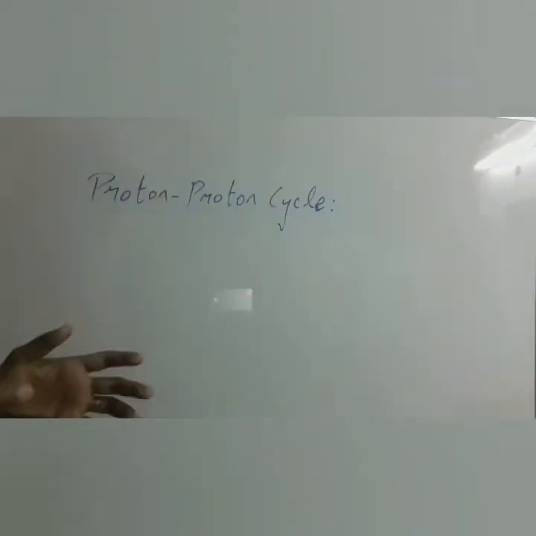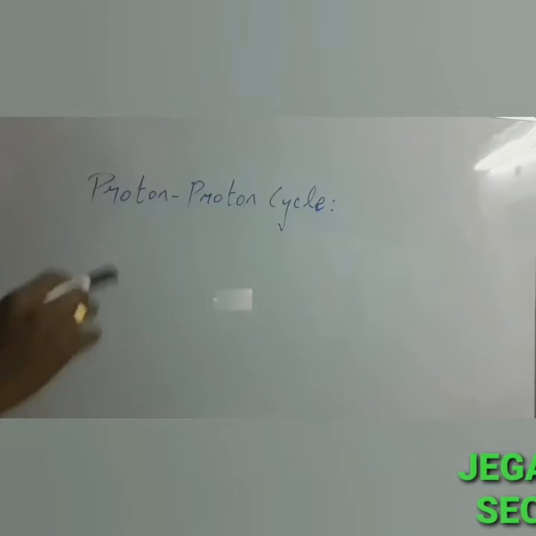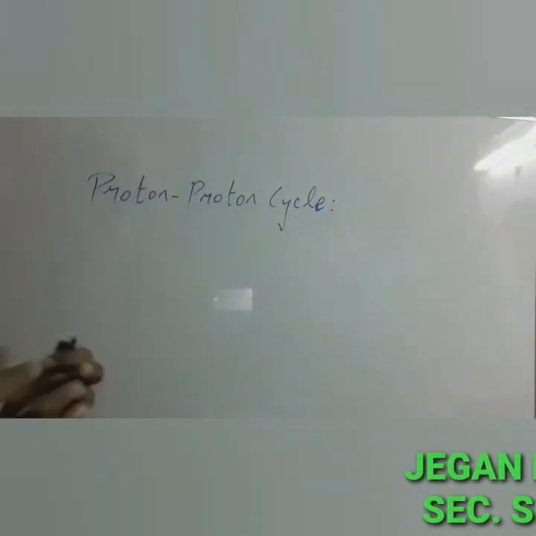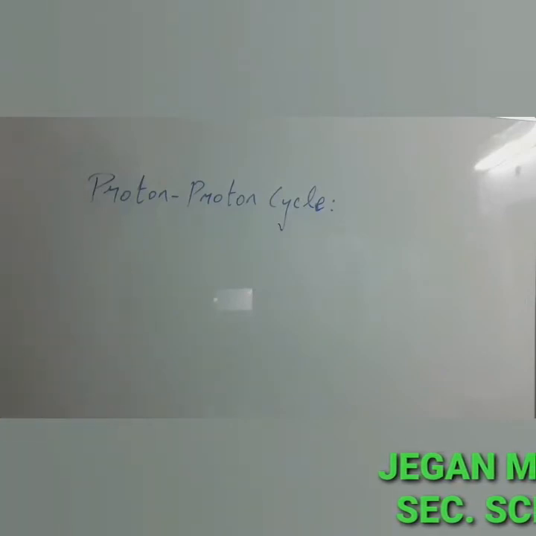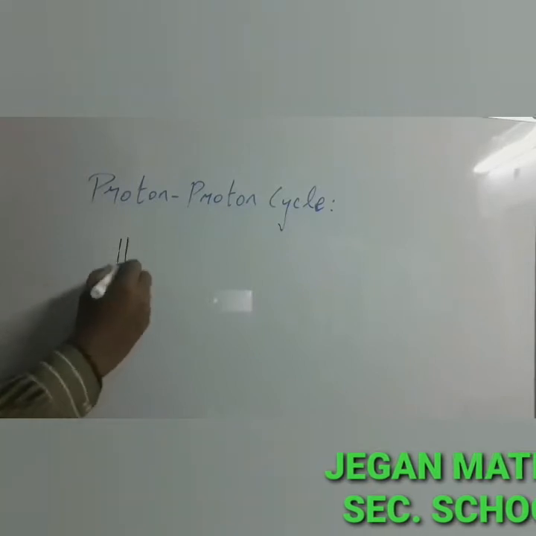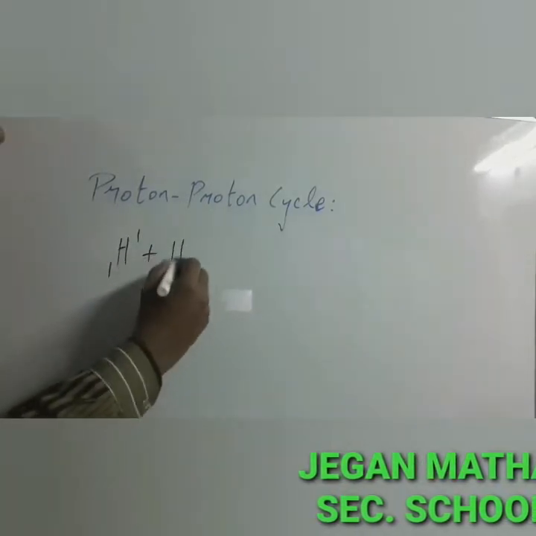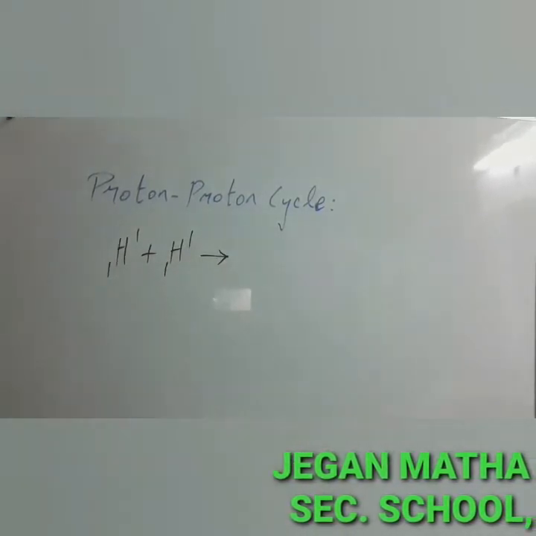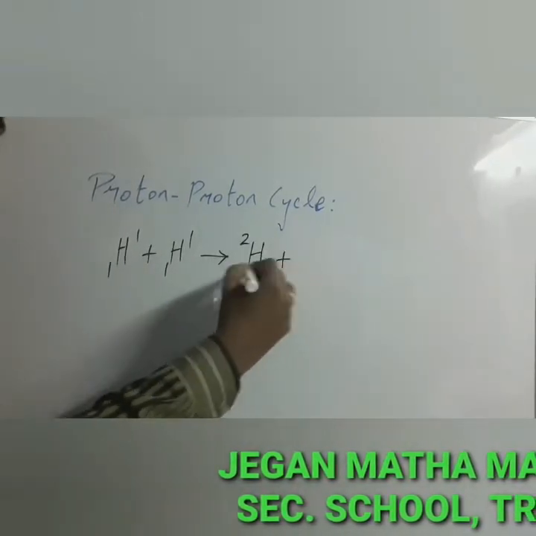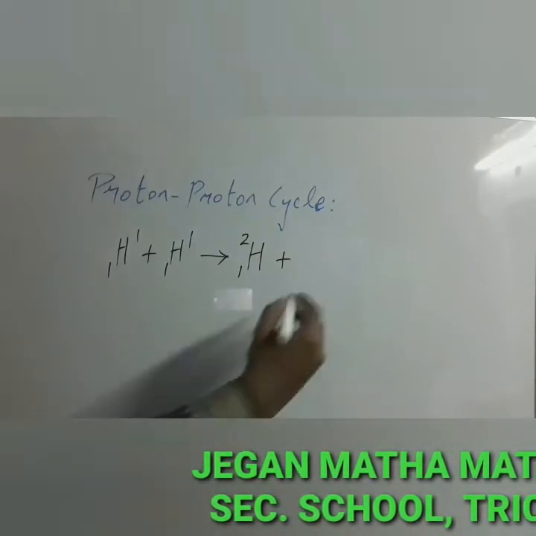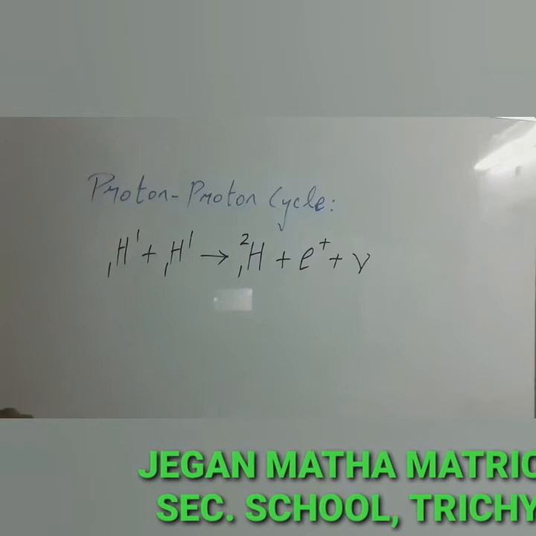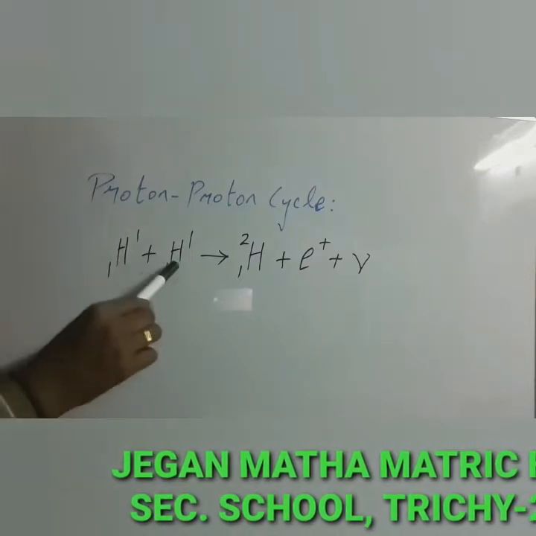According to Hans Bethe, the Sun is powered by the proton-proton cycle of fusion reactions. This cycle consists of 3 steps, and the first 2 steps are as follows. Two protons combine and form deuterium, an isotope of hydrogen, and emit a positron and a neutrino. Here you can see 2 protons.